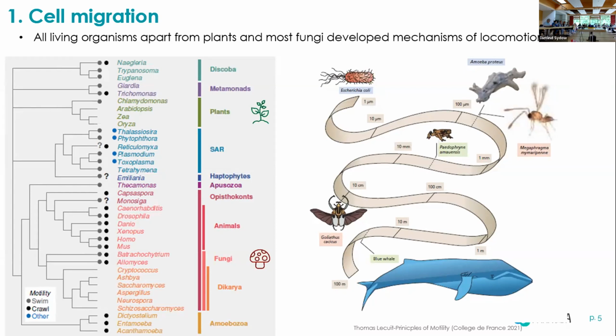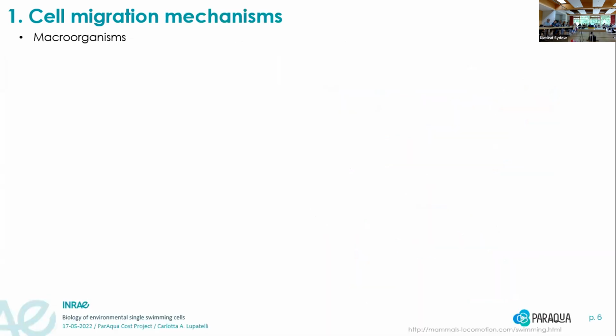Okay, so all living organisms are able to move, and they are able to move thanks to different mechanisms. We can go from the smallest flagella, which are present on bacteria, to the quite big fin of a whale ten meters long. So very different mechanisms, just to give you an idea of the different locomotion mechanisms.